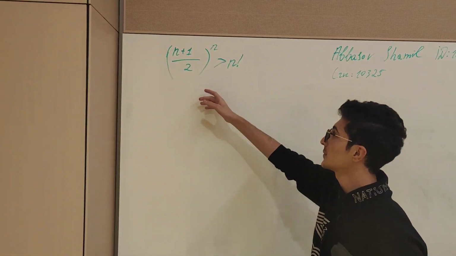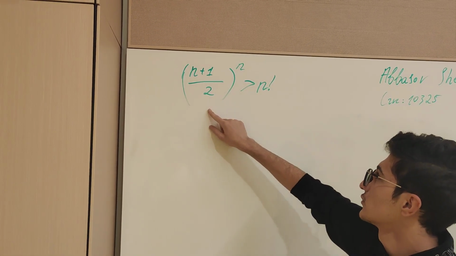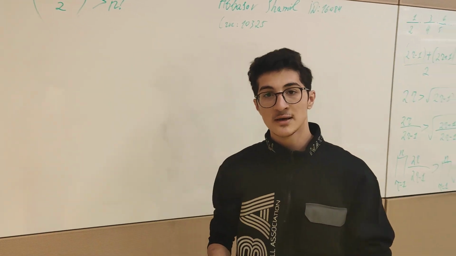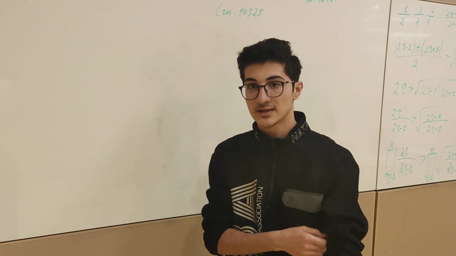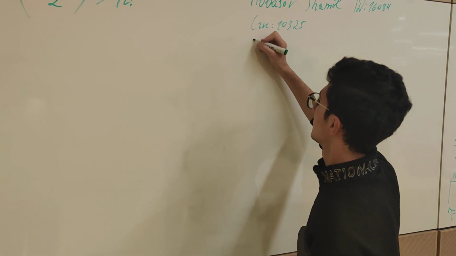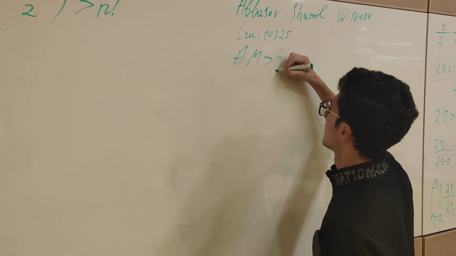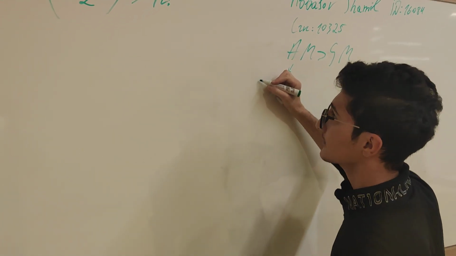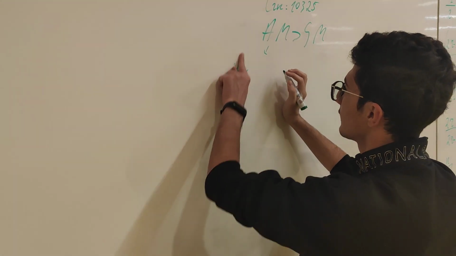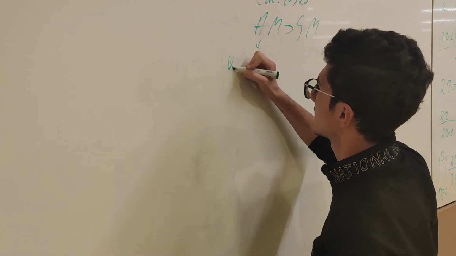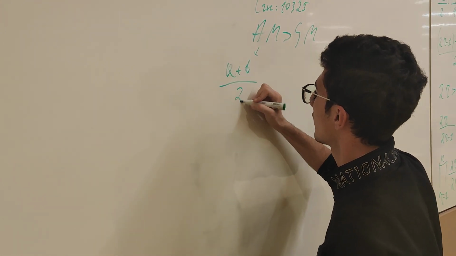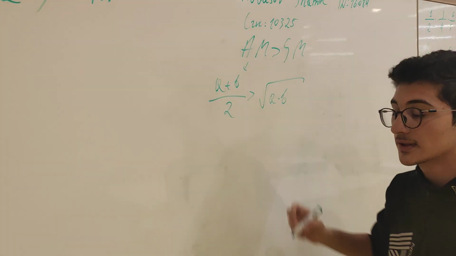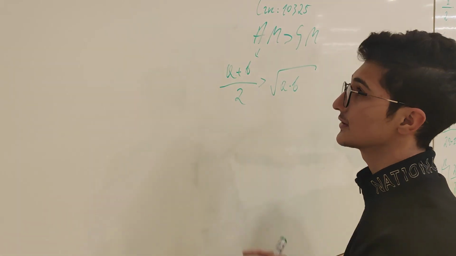Our first problem is to prove that ((n plus 1) over 2) power n is bigger than n factorial, and I am going to prove it with the arithmetic mean bigger than geometric mean inequality. In a clearer way, it's like (a plus b) over 2 is bigger than the square root of a times b. And to use it, we try to prove it.